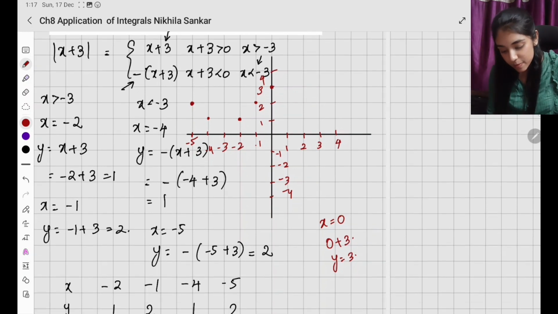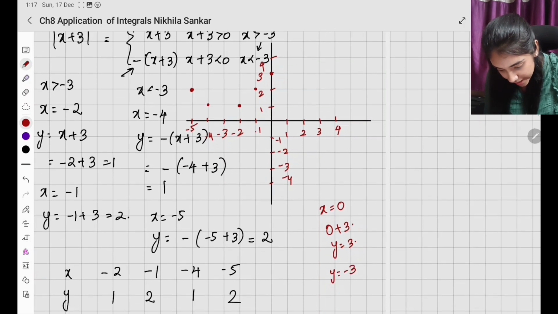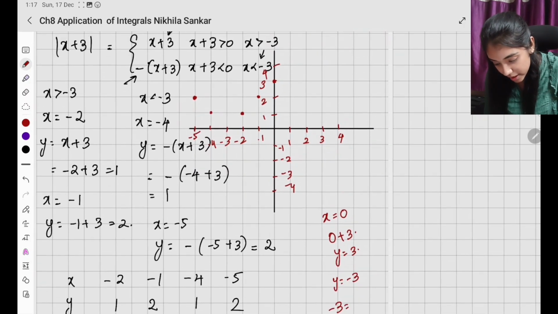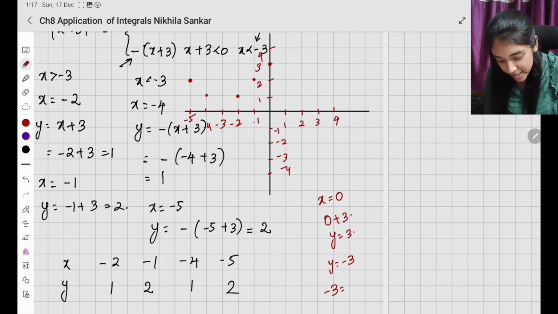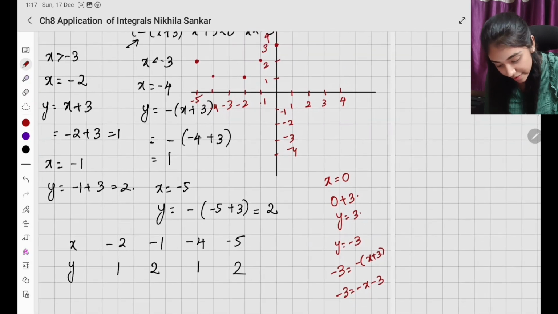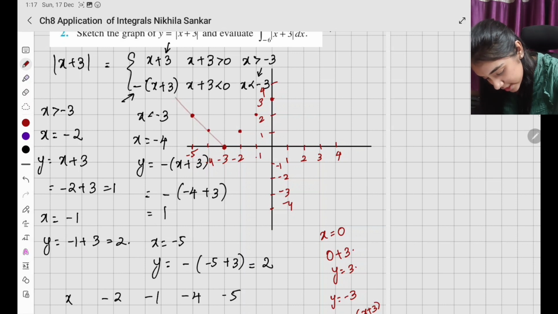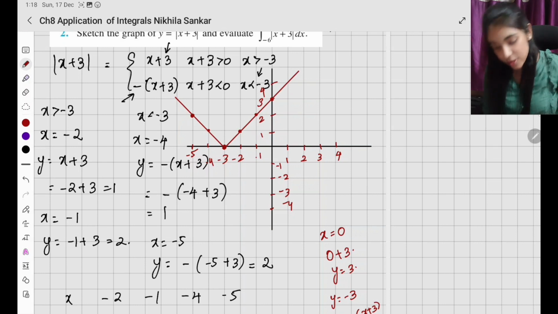Now y equals minus 3. When y equals minus 3, I have minus 3 equals the second function. So minus 3 equals minus of x plus 3. So I have minus 3 equals minus x minus 3. So I have x is equal to 0. So when x is equal to 0, it is going to be at minus 3. So how does my function look? The graph looks like this. So this is my graph.